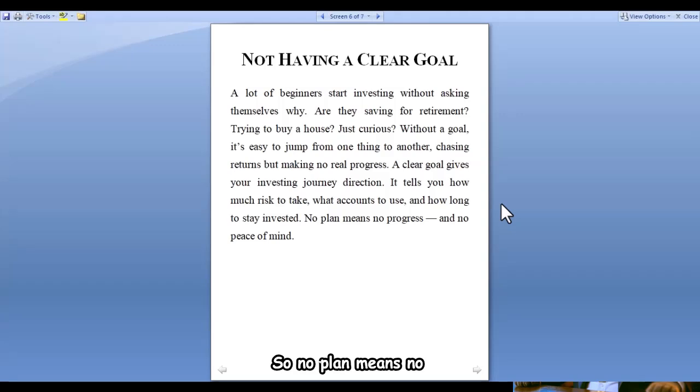So no plan means no progress and no peace of mind.